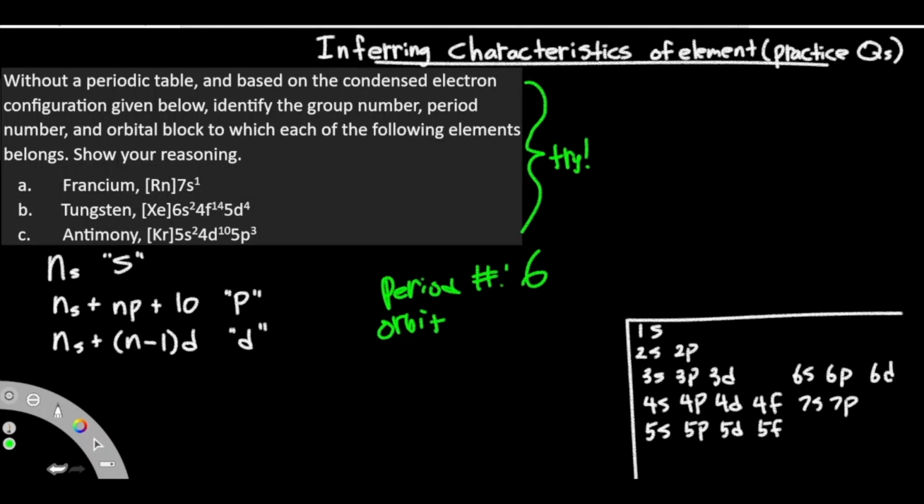If you want to look at the orbital block, the orbital block is going to be the letter at the very end of the shorthand configuration. This would be D. It's at the very, very end right side. So it's in the D block. The group number is where it gets a little bit tricky.